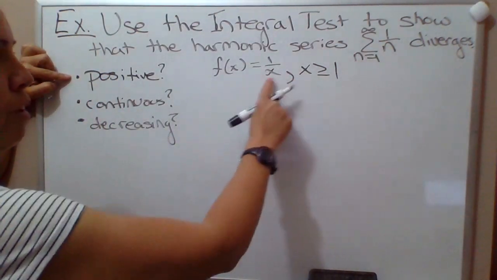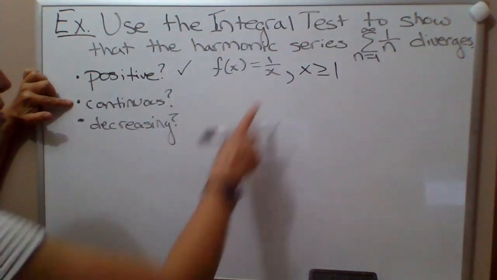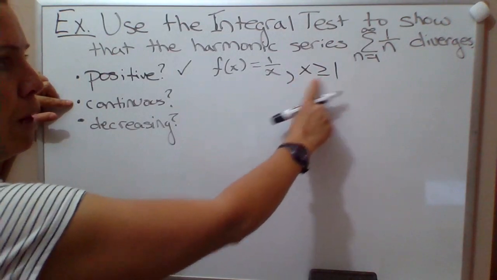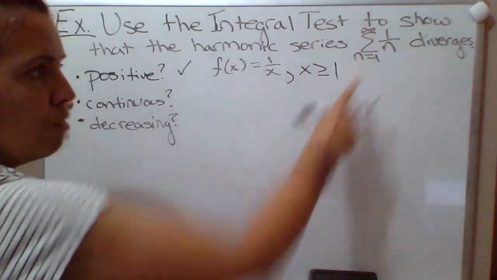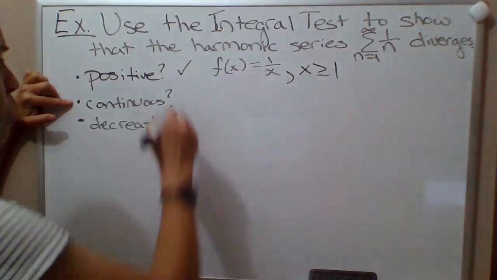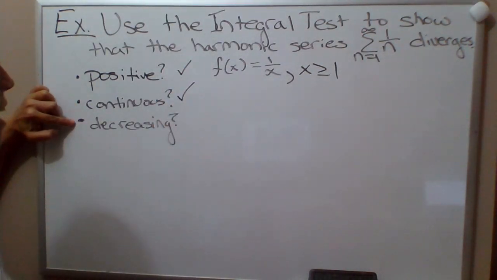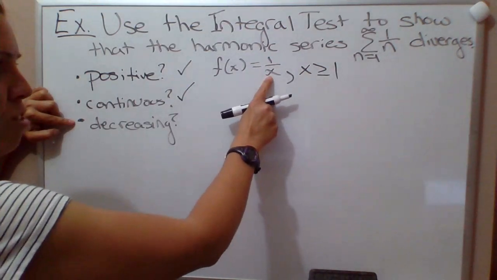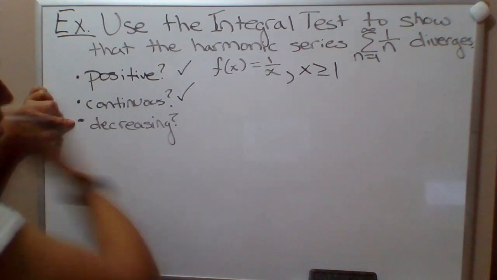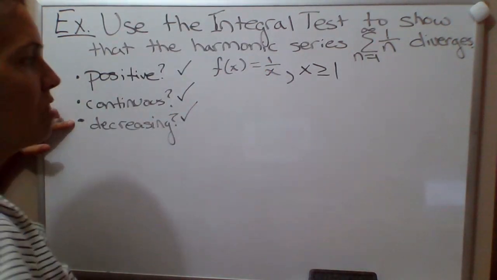Yes. If x is greater than or equal to 1, then 1 over x would certainly be positive. Is it continuous? So we'd be concerned about continuity when x equals 0, but if we're taking a sum from 1 to infinity, then n is always greater than or equal to 1, or in this case, x is greater than or equal to 1. So yes, it's continuous over that entire interval. And is it decreasing? Yes. As x gets larger, 1 over x, the reciprocal, will decrease. So it is positive, continuous, and decreasing.